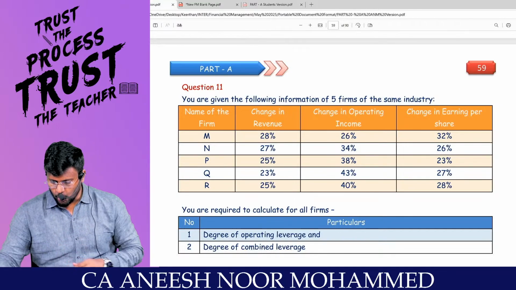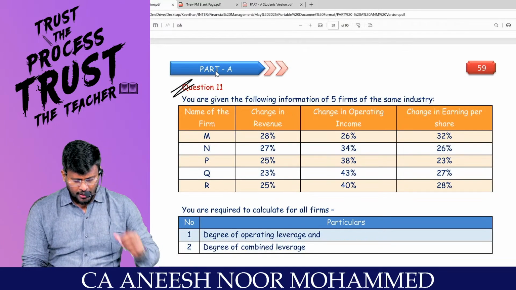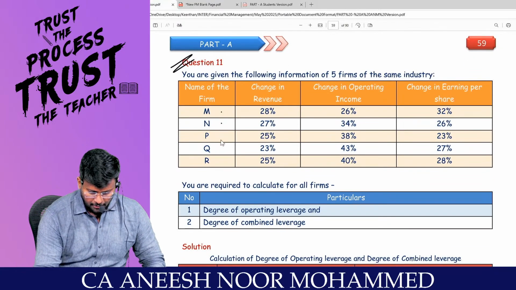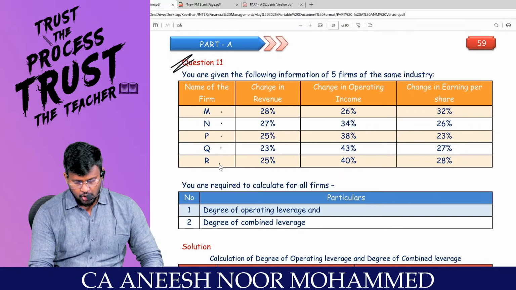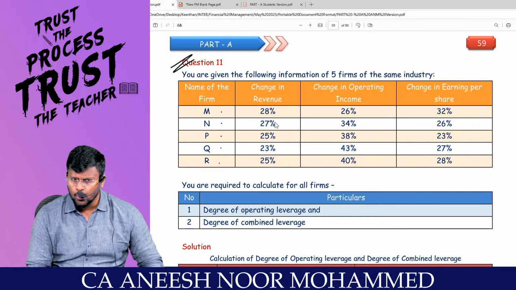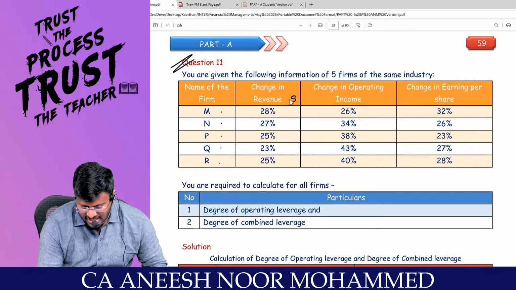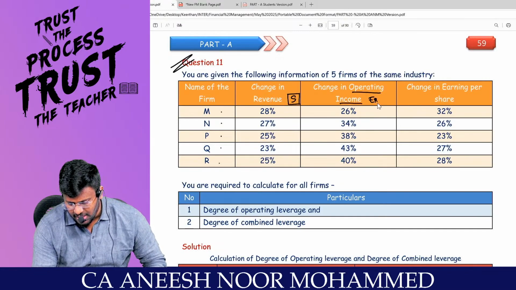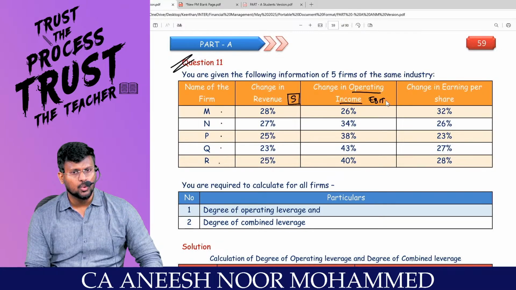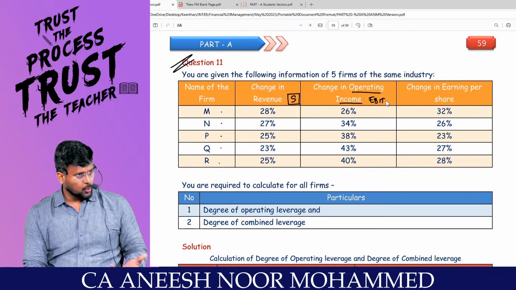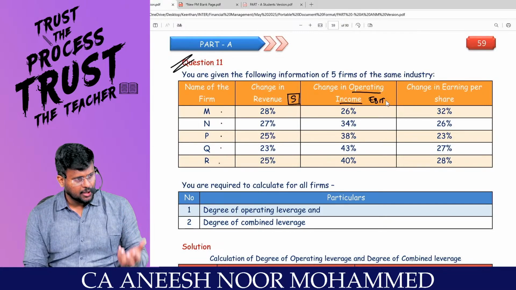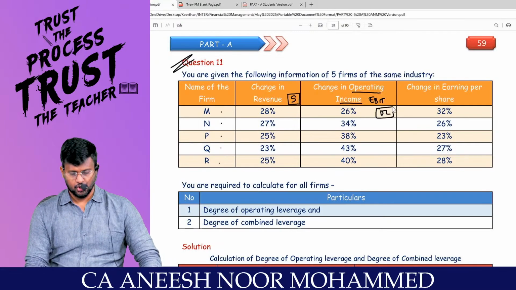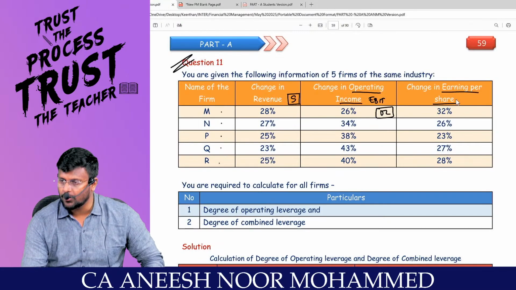I'm moving into question number 11. You are given the following information of 5 firms of the same industry. Name of the firm: M, N, P, Q, R. Change in revenue. What do you mean by revenue? Sales. So this is a change in sales. Change in operating profit. As we already discussed, operating profit is equal to EBIT. So if you do change in operating profit divided by change in sales, you will be getting the operating leverage.